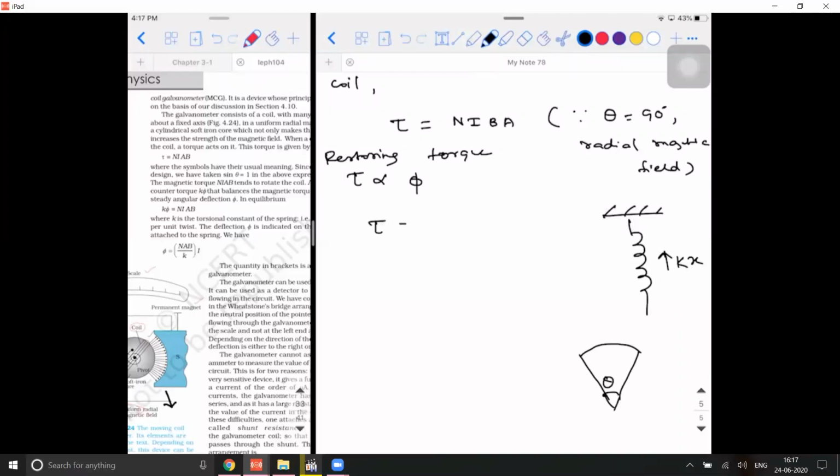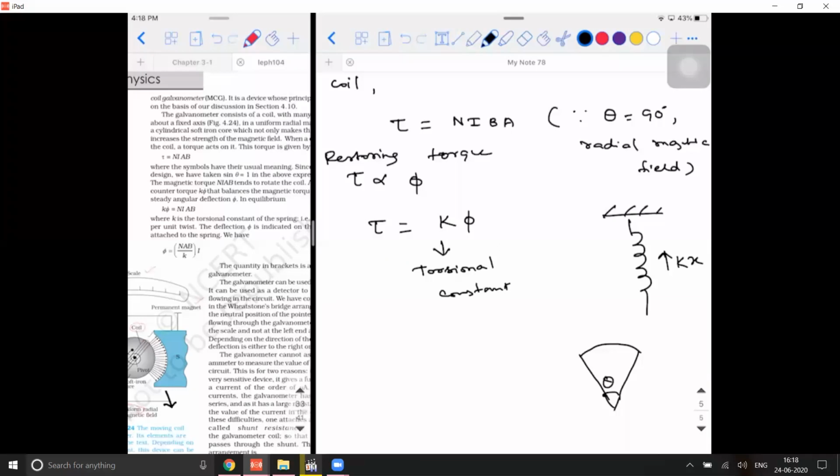So then I will write this torque as some k into phi, where this k is called the spring constant. Actually, it's not called spring constant, we call it torsional constant. Torsional is a word which is used for rotation. So for a linear spring, you have something called a spring constant. For a circular spring, you have something called torsional constant, right?